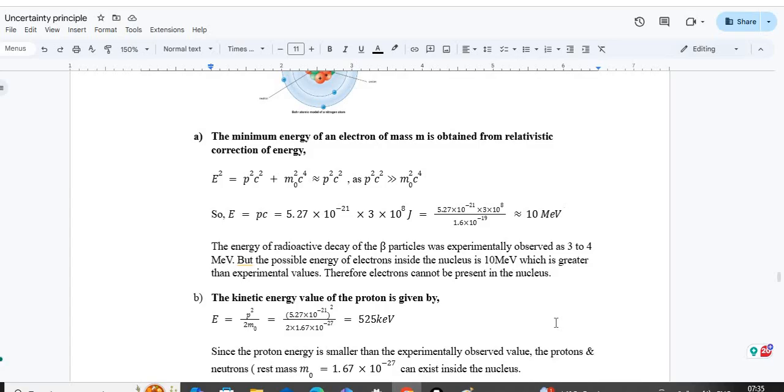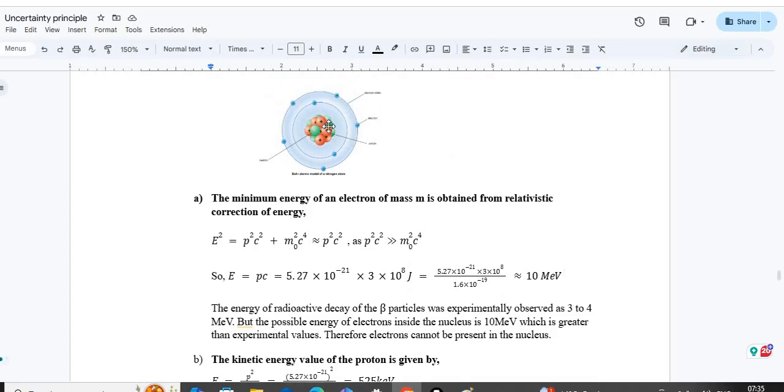This is much lesser. Now the concept is, if a particle has energy which is higher than the binding energy, it cannot stay inside, it will come out. So this can be calculated by the uncertainty principle. This is one of the important pieces of evidence.